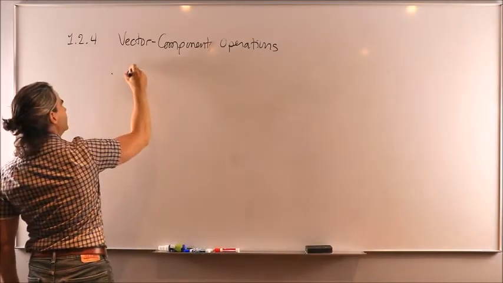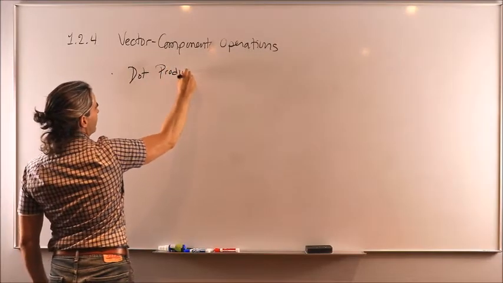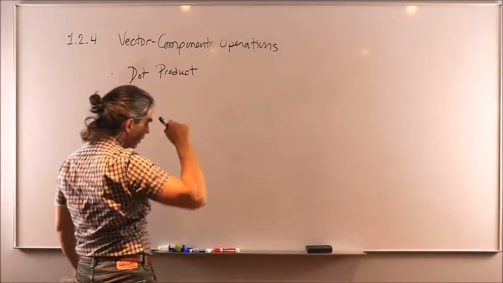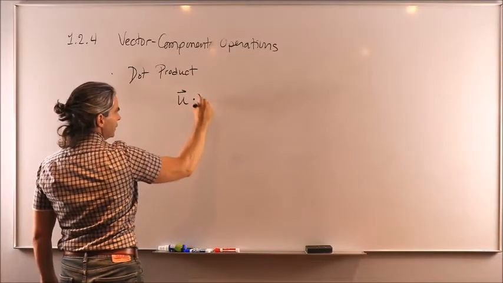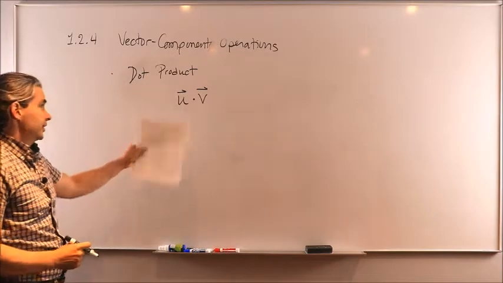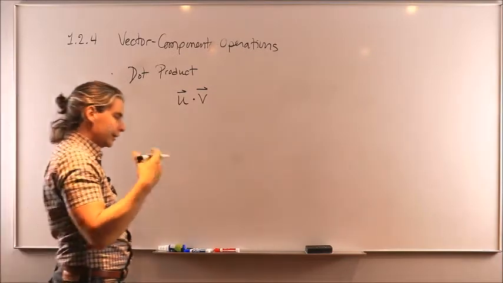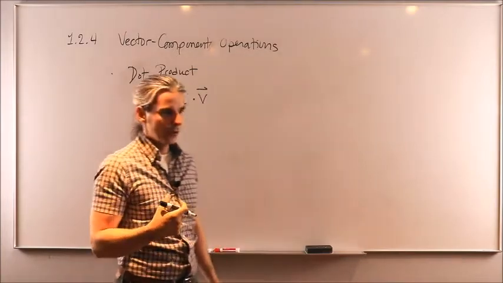So, dot product. All right, so u dot product with v. Now you know that it's going to give you a scalar at the end of the day, but how can you calculate that scalar given the x, y, z components of each vector?